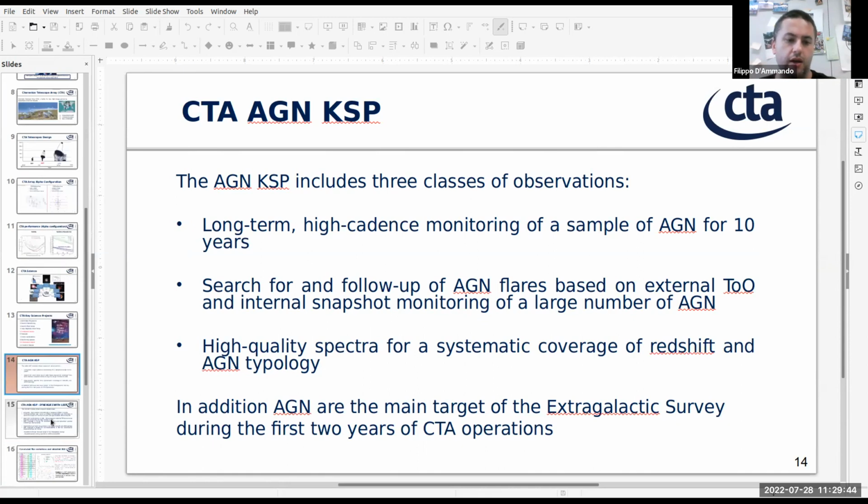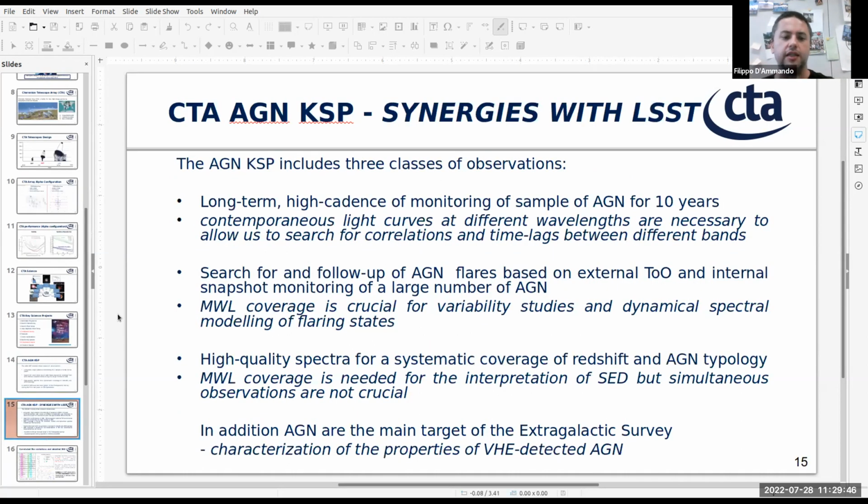So what can be the synergies with LSST? Starting from just the 3 classes of observation of the CTA key science project, contemporaneous, at least contemporaneous, light curves at different wavelengths are needed to allow us to search for correlations and time lags between different bands. And this is something that, in principle, can be a first point of synergy with LSST for the follow-up of AGN flares.